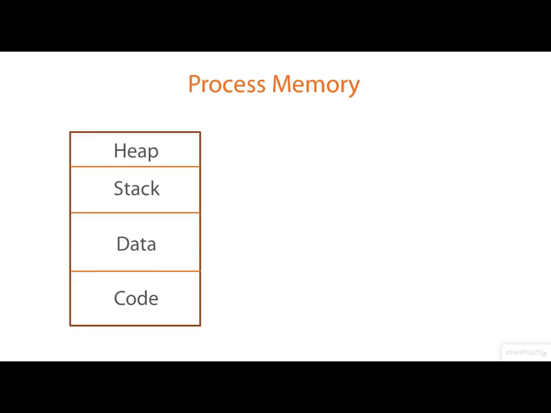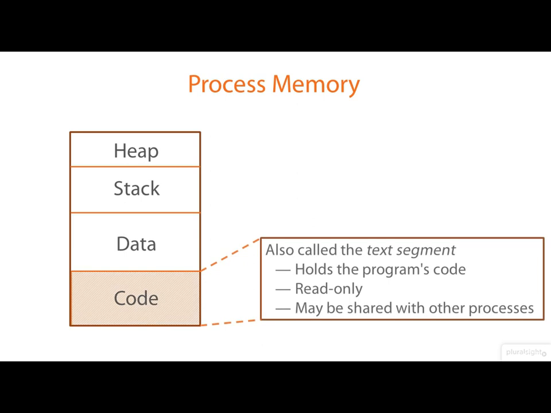Let's have a look at those in a little bit more detail. There are actually 4 of them. First of all, we have the code segment, which is sometimes called the text segment, and that holds the program's code, the actual instructions that make up the program. It's attached into the process read-only. A process cannot modify its own code. And if we have several processes running the same program, the same code, they will actually share the code segment.